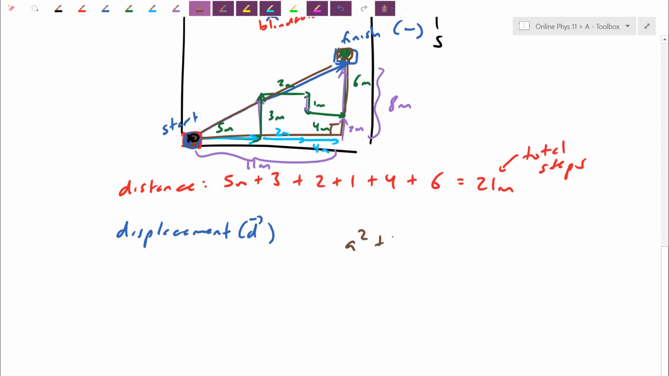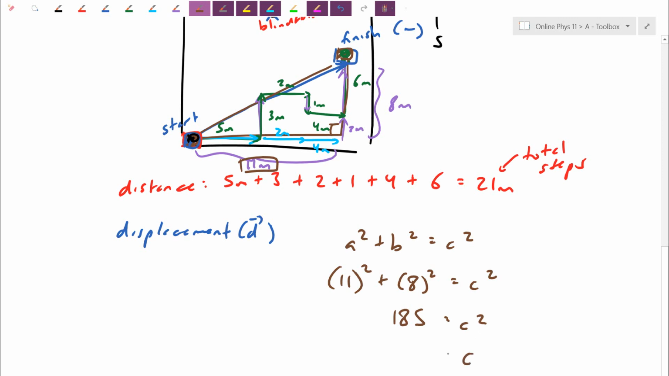So just a squared plus b squared equals c squared. That's why we practice it in our toolkit here. A is actually this 11 meters. In total, you are 11 in the eastward direction. You are 8 meters in the northward direction. That's equal to c squared. 11 squared plus 8 squared gives you 185. And therefore, c is the root of 185. We're going to take the positive answer, give or take, it's 13.6, so give or take about 14 or so.